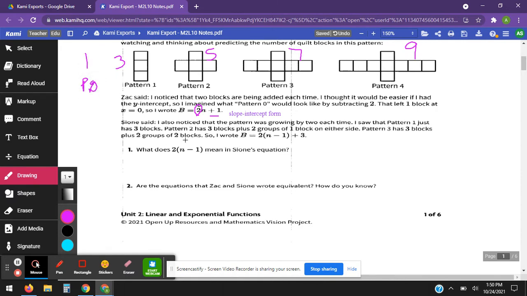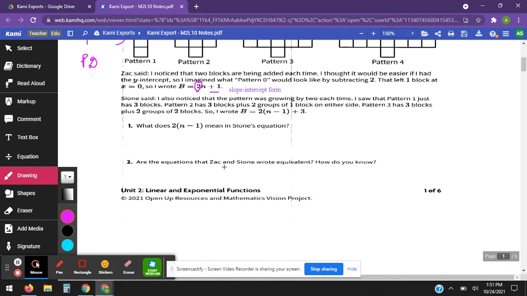All right. Sion says, I also noticed that the pattern was growing by 2 each time. I saw that pattern 1 just has 3 blocks. Pattern 2 has 3 blocks plus 2 groups of 1 block on either side. Pattern 3 has 3 blocks plus 2 groups of 2 blocks. So I wrote b equals 2 times n minus 1 plus 3. So what does 2 times n minus 1 mean in Sion's equation?